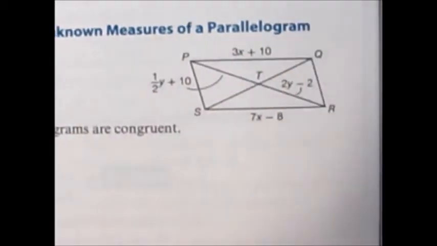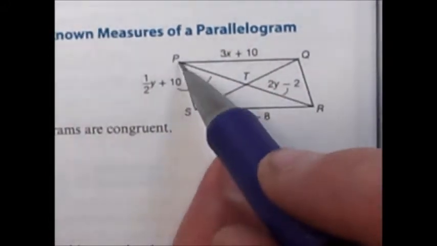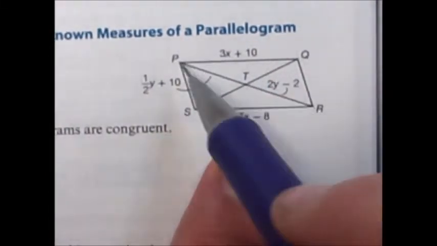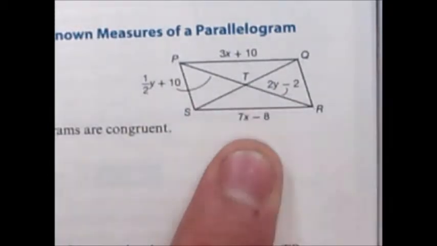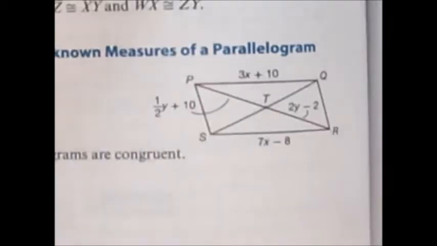When I look at part B, it says find the value of y. Look at the y's. It's PT and TR. What do I know about the diagonals when they cross at T? They bisect each other, so they're equal to each other. So when I solve that one, I'm going to set those two equal to each other.